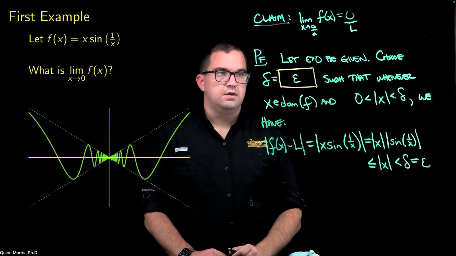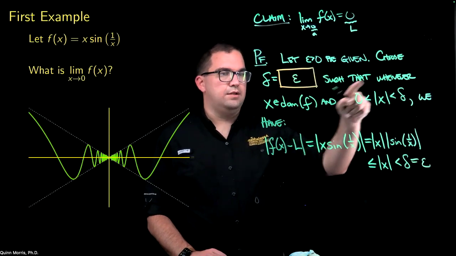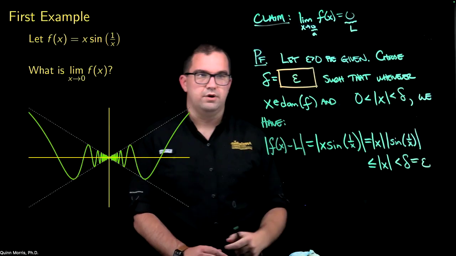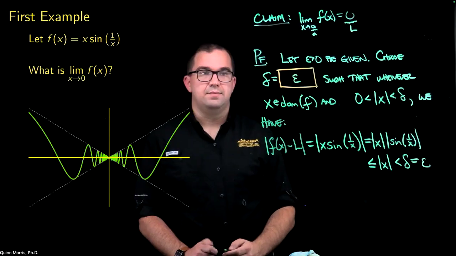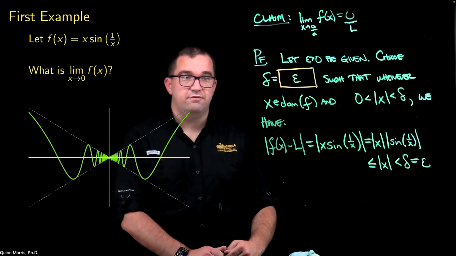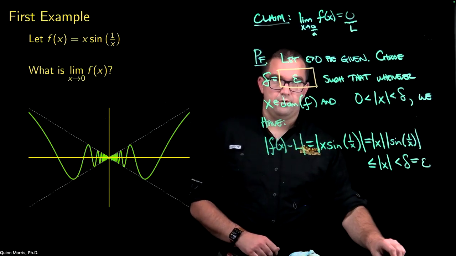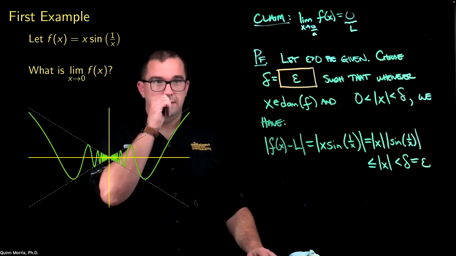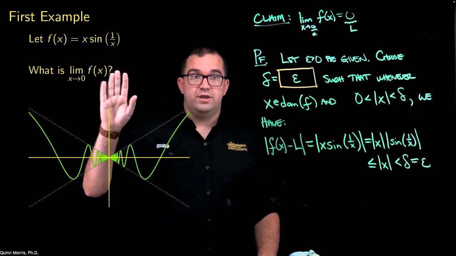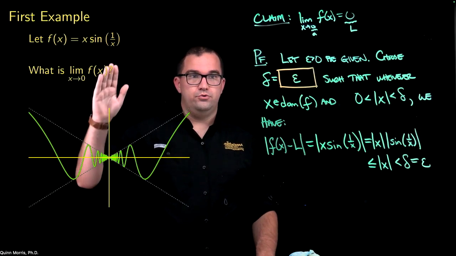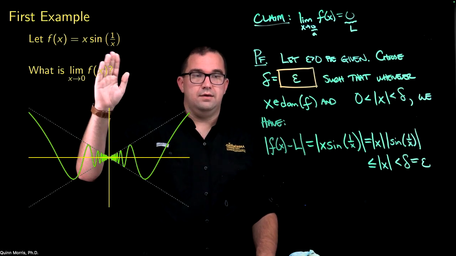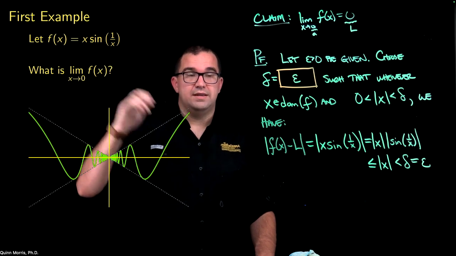Okay. And then if I choose delta equal to epsilon, this whole proof now goes through. And so I have proven my claim that the limit as x approaches 0 of f of x is equal to 0. Now, it's worth noting you could have used our old definition of limit to find this limit and to prove that it exists.